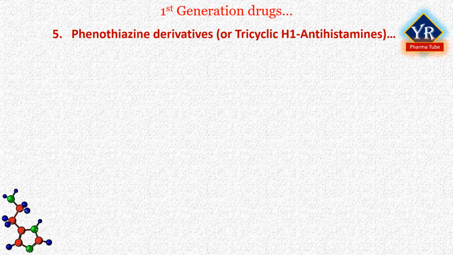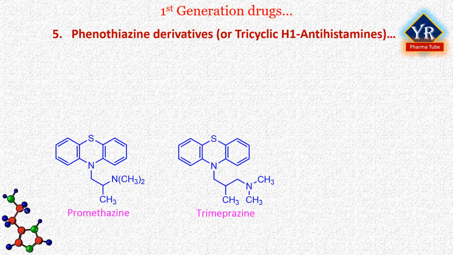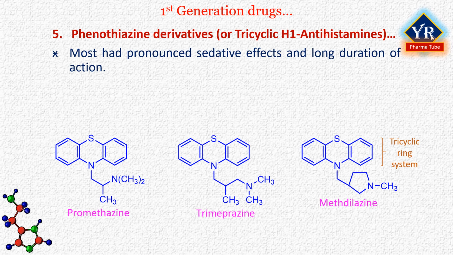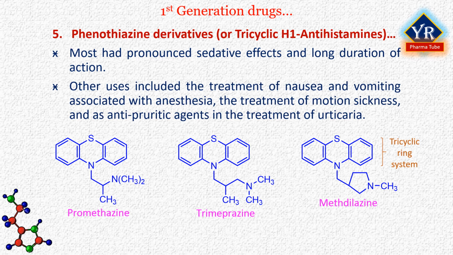Examples of tricyclic antihistamines which consist of phenothiazine nucleus have been shown here: promethazine, trimeprazine and methylazine. Most had pronounced sedative effects and long durations of action. Other uses included the treatment of nausea and vomiting associated with anesthesia, the treatment of motion sickness, and as antipruritic agents in the treatment of urticaria.